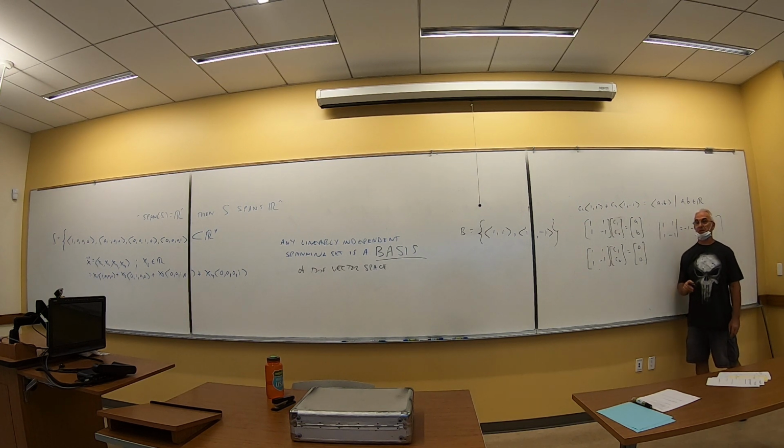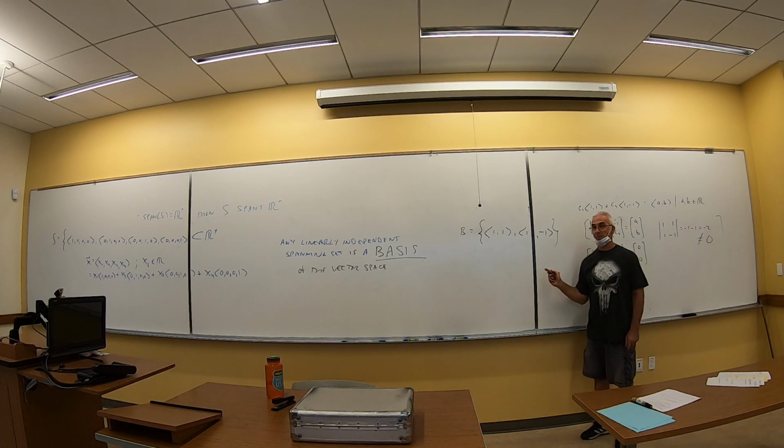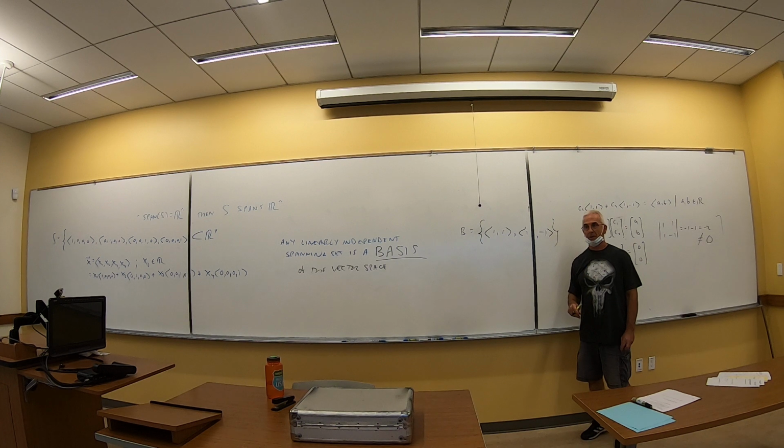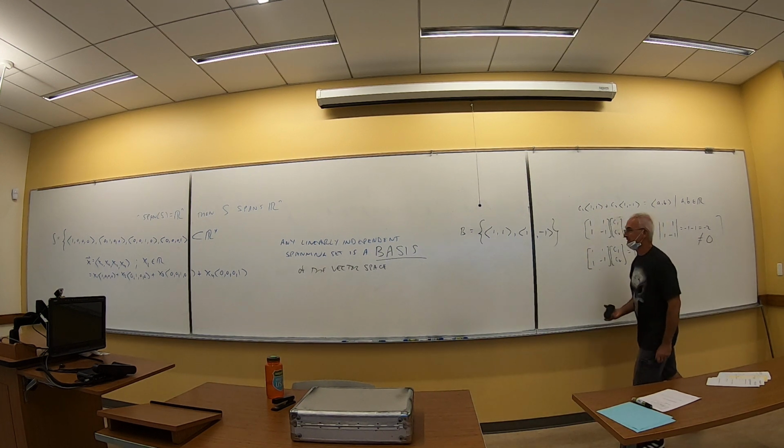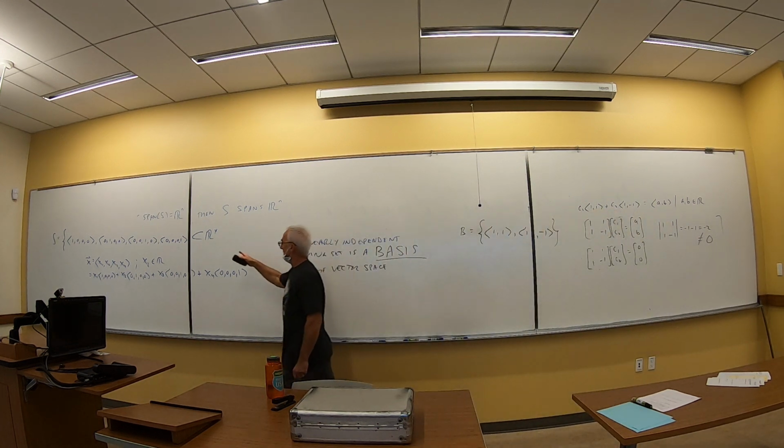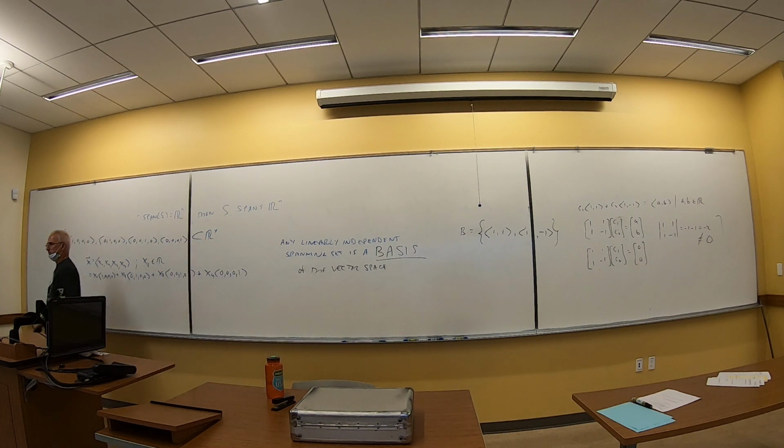But it was actually much easier. Once you realize these were independent, how many of them are there? Two. And that's all I really needed, because you said that before. I only needed two vectors in R2. Now, why is that? I needed four in R4.